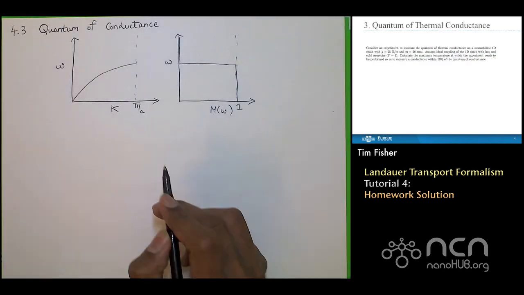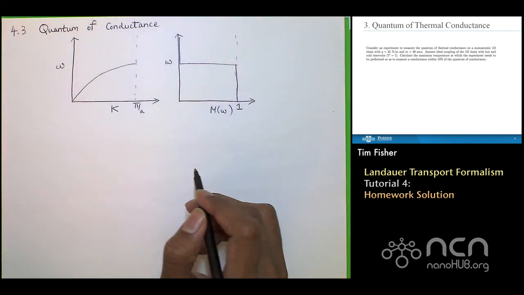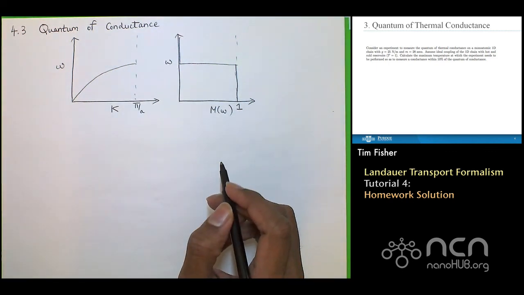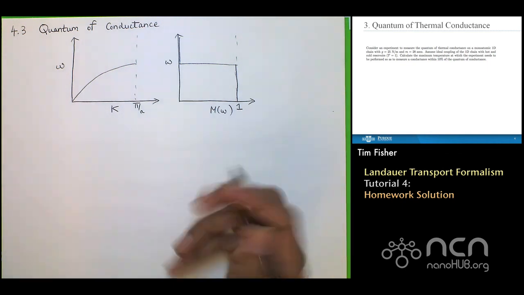So this is problem number 4.3. This problem is about using a 1D atomic chain to experimentally measure the quantum of conductance.